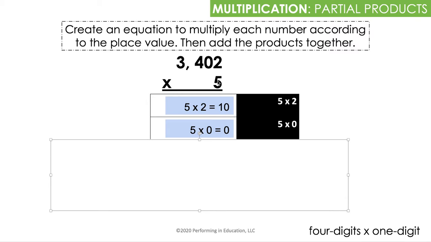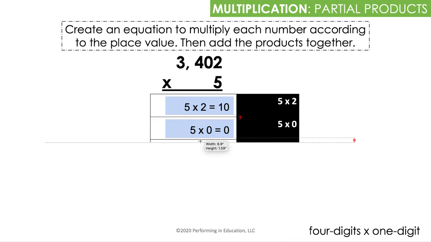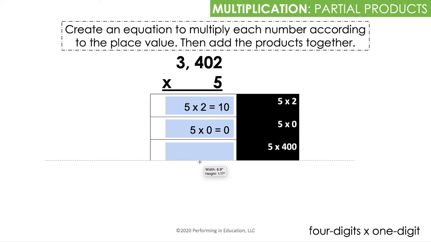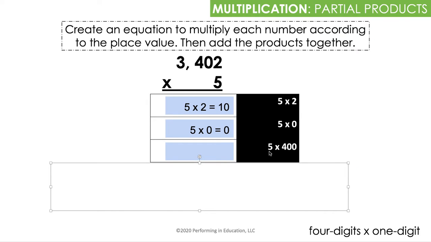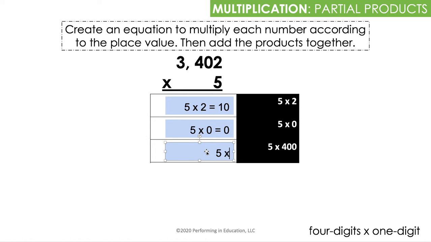Next, we're going to do 5 times 400. Now, if you know that 5 times 4 is 20, then you know that 5 times 400 is 2000, which is the same thing as 2,000. So 5 times 400 equals 2,000. See how it got a little too big? I'm just going to make my box a little bigger to make it fit. 5 times 400 is 2,000.